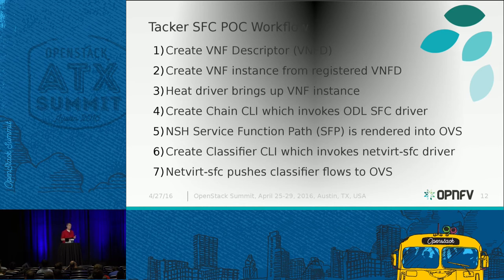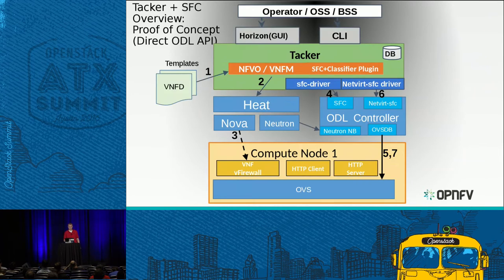Step six is then we create a classifier using CLI. That talks to a different NetVirt SFC driver, which then will talk to NetVirt SFC and say, create this classifier. And the classifier is really an access list that says, match on this different tenant traffic and put it onto this RSP, or this rendered service path. That also pushes the classifier flows into OVS so that our traffic can actually match on that and get punted up to the service function chain.